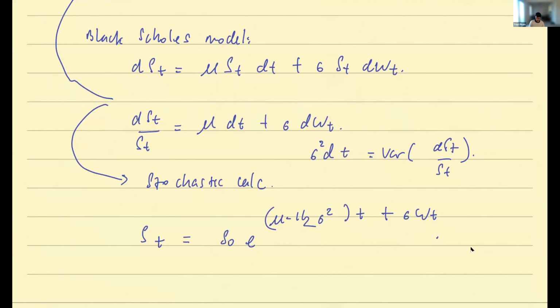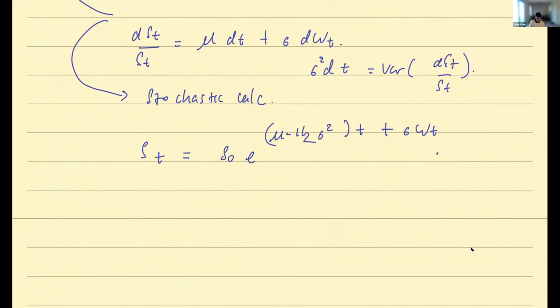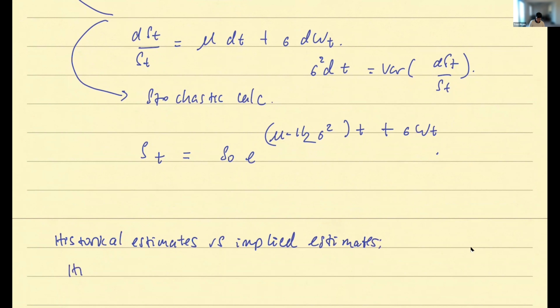So let me talk a little bit about this idea. Historical estimates versus implied estimates. In particular, I want to talk about historical volatility versus implied volatility.